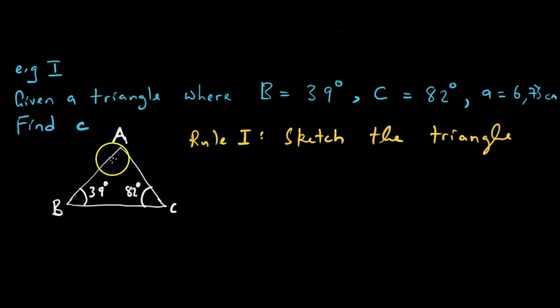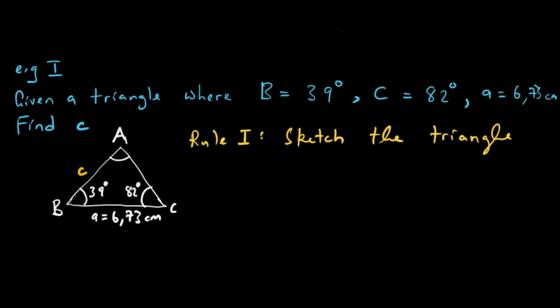Were we told who A is? We were not told the angle. We are just told the side, small letter a is equal to 6.73 centimeters. Our question is to find C. So where was C? C was here, because we are moving it, instead of here. C is the opposite of what? This interior angle. So C will be here.